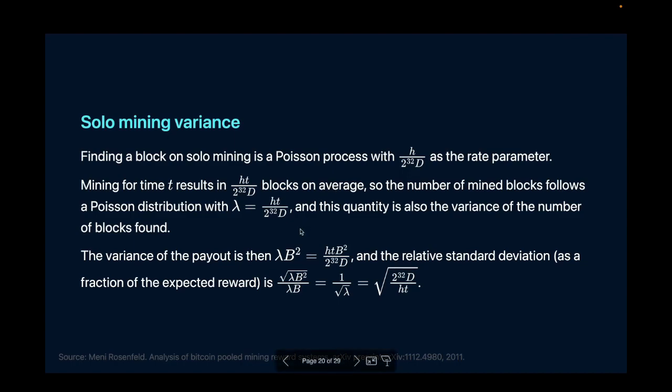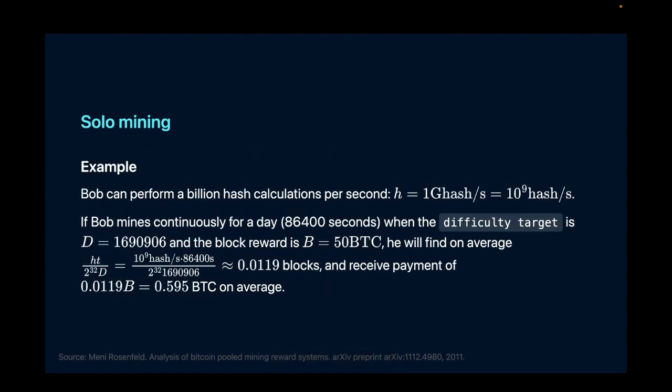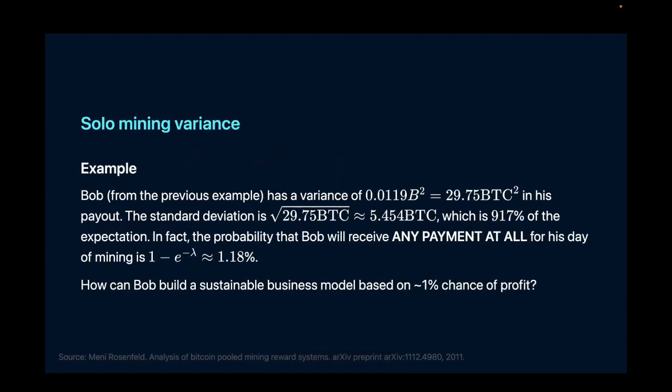So the variance for the payout follows this formula. I'm not going to read everything out loud because that becomes very boring, but you can see these formulas on the screen. And we also have a formula for the relative standard deviation, which is basically a fraction of the expected reward. This is getting a little bit confusing, with a lot of crazy formulas here, but let's bring this back to the example with Bob and do some calculations with this formula.